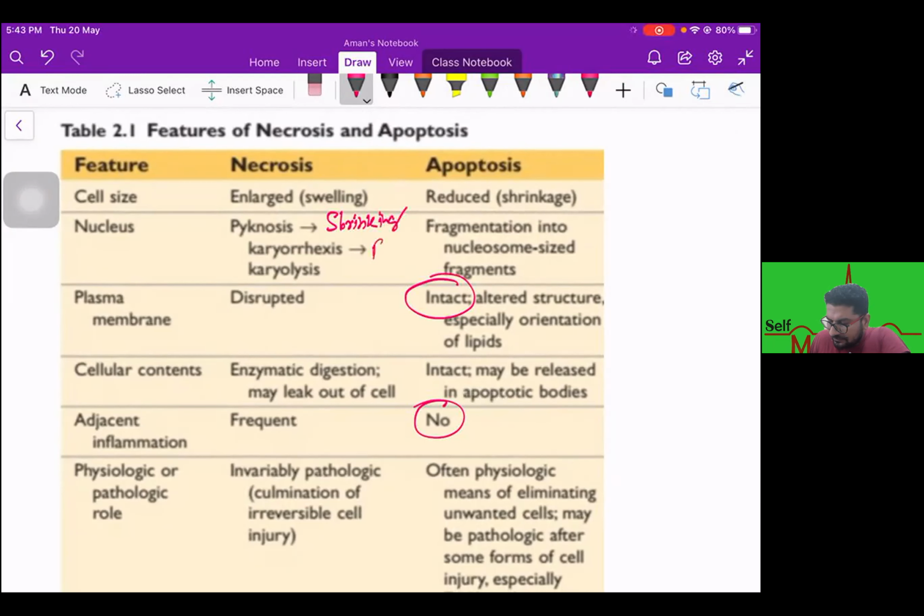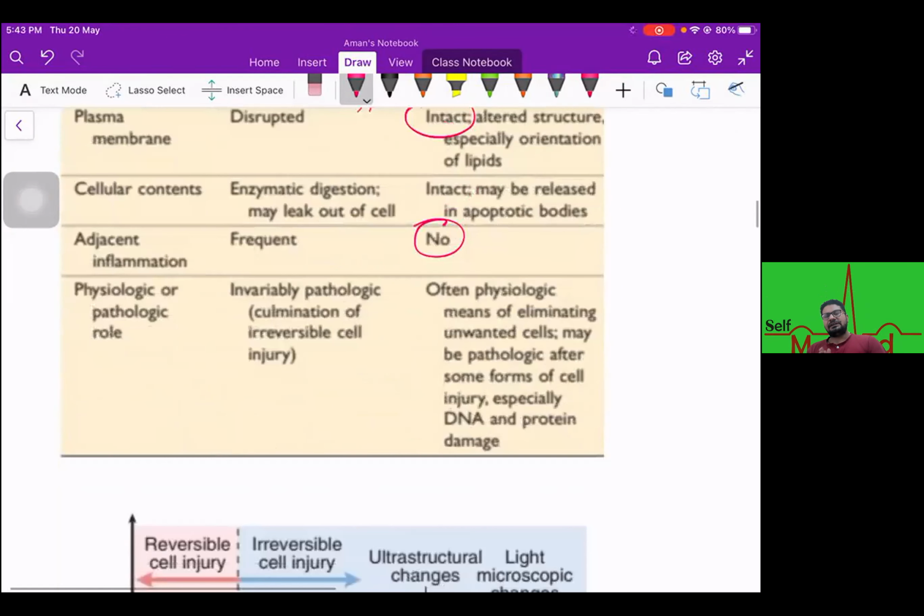Karyorrhexis means there will be fragmentation of the nucleus. And karyolysis means there will be dissolution of the nucleus. So you will see shrinking of the nucleus and fragmentation of the nucleus. There will be fragmented parts of the nucleus. So these are the changes that you see in necrosis and apoptosis.